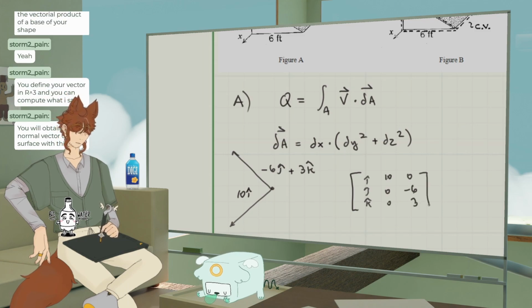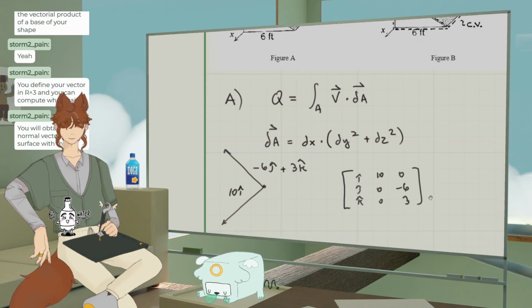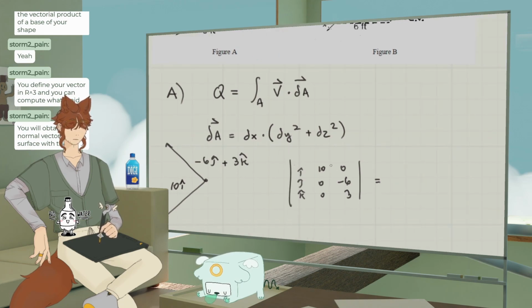You'll obtain the normal vector of your surface with this. Oh, your area vector. Oh, that makes sense. Man, why don't they just teach us this stuff? That'd be great. Sorry, this should be a, this. Okay, so, I don't know. Just do it here. So is that?